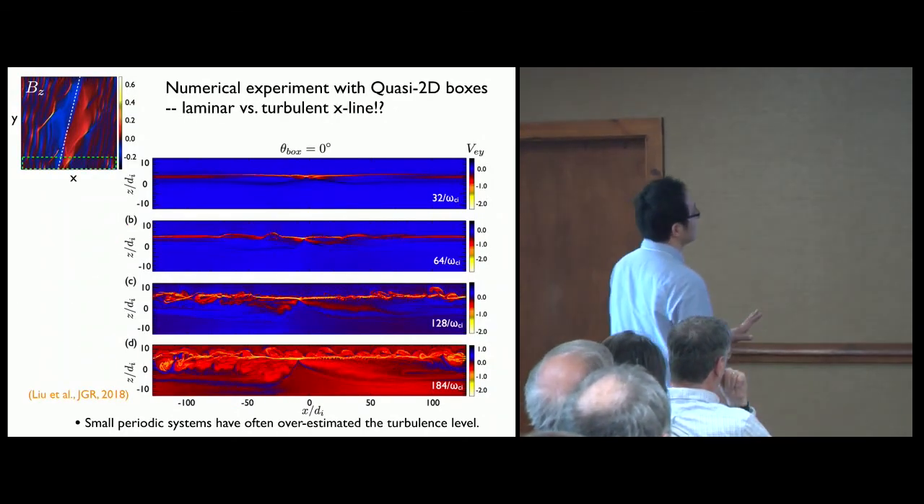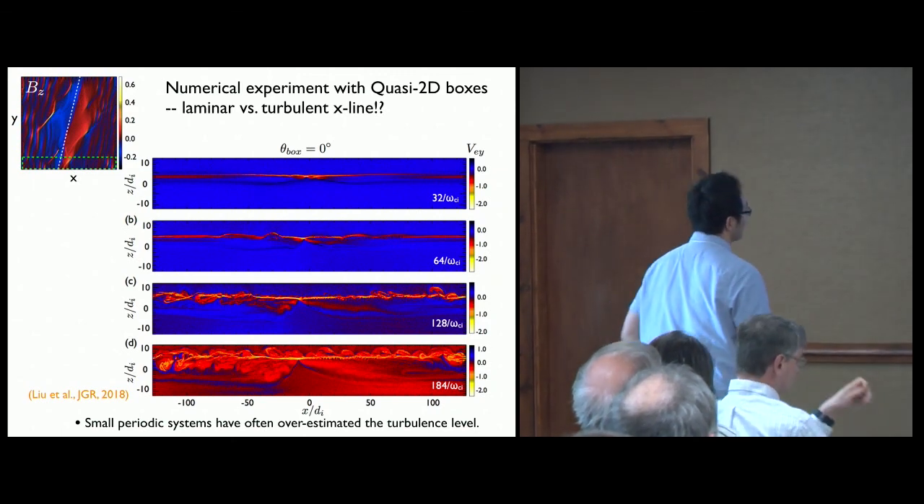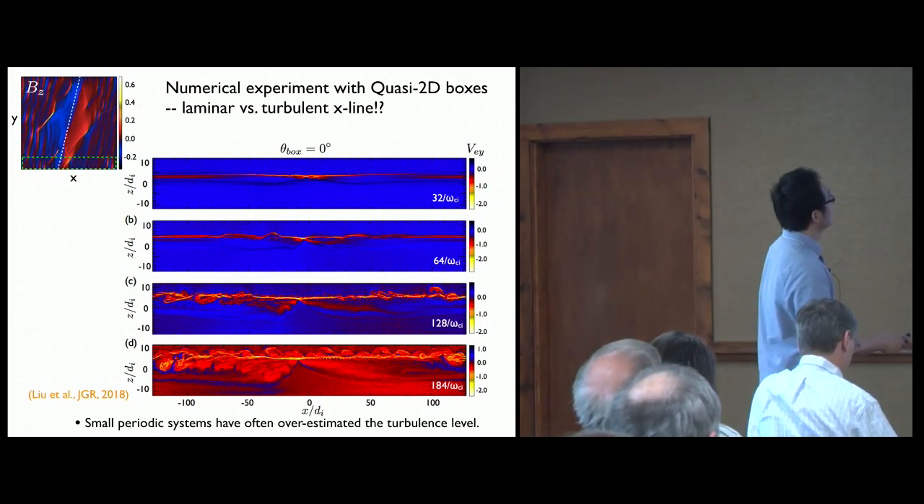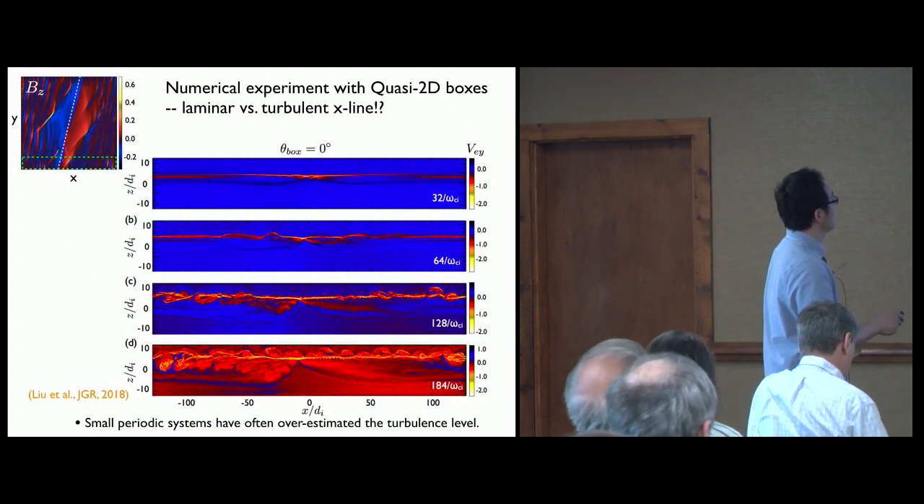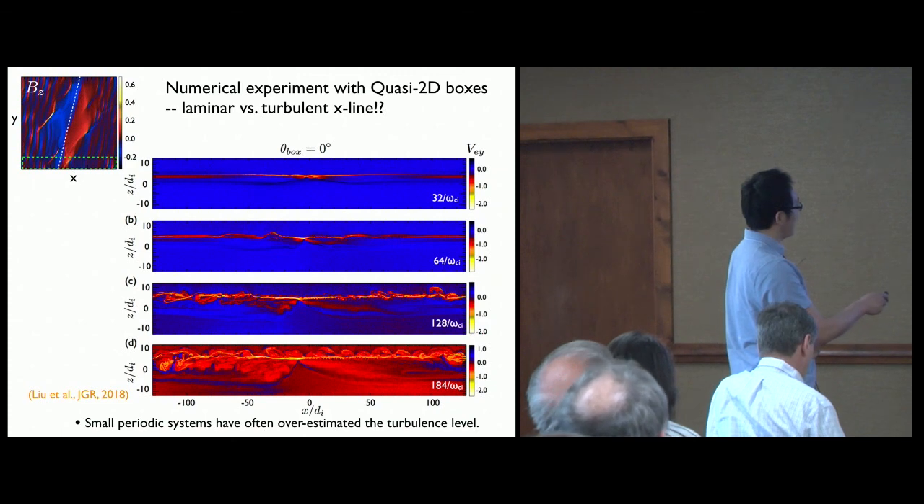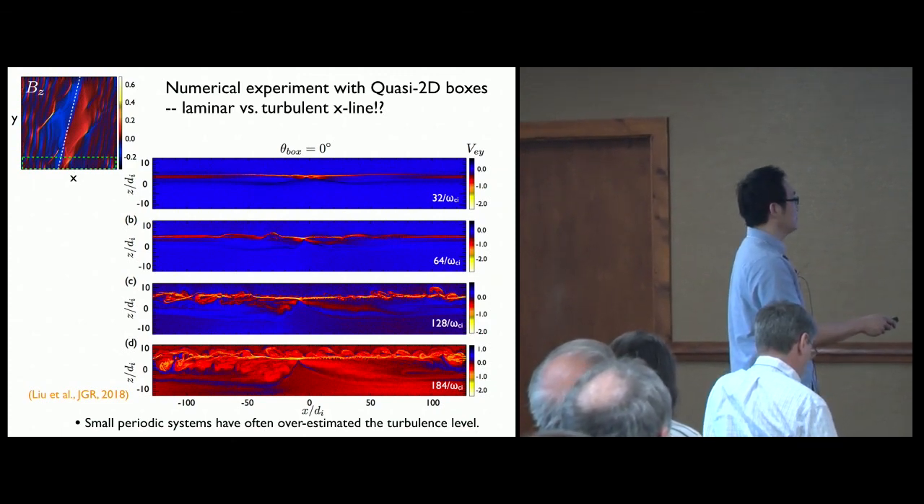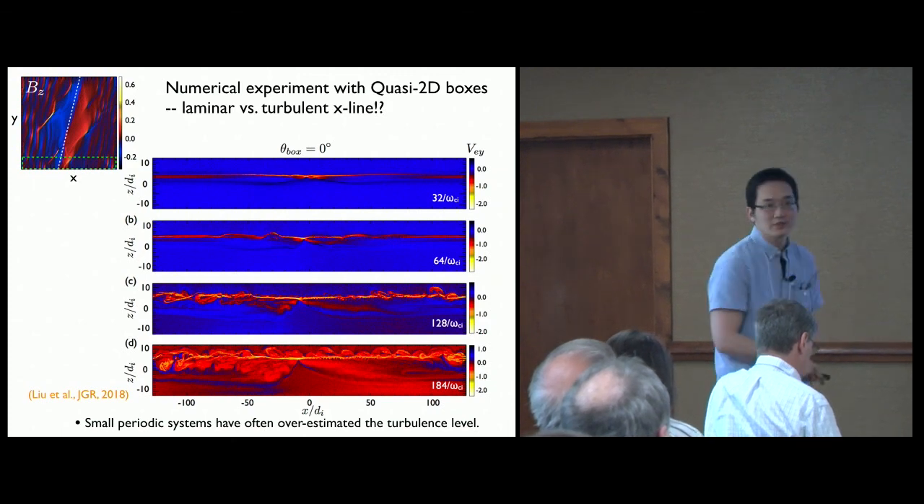So here is another thing we did, trying to test the boundary condition effect. Remember we have this huge Blue Waters run. Now we make the size in the y direction shorter. And what we see is that the X line forms, however, become very turbulent.